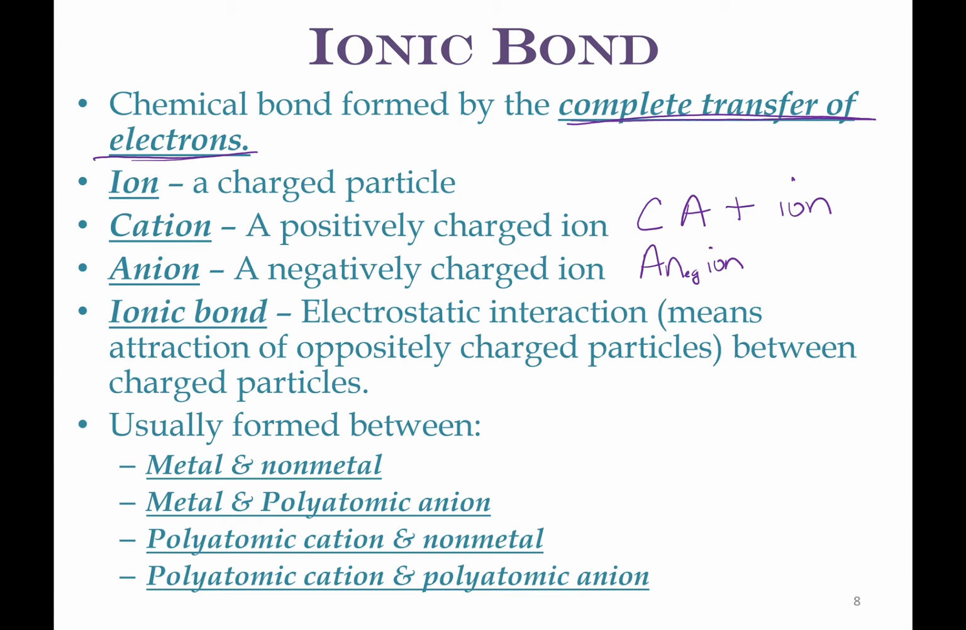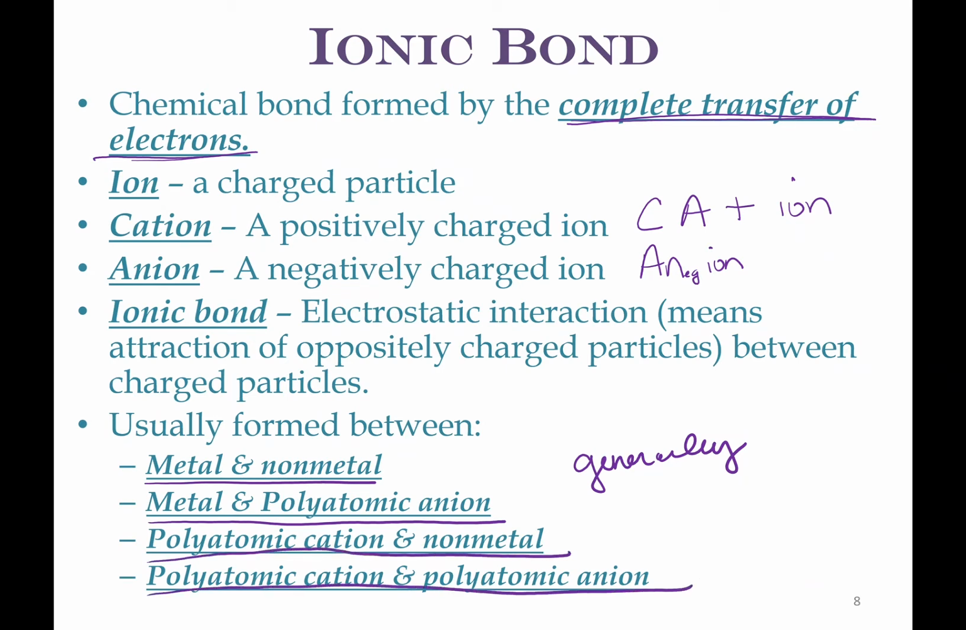An ionic bond is an attraction of electrostatically attracted particles, where particles of opposite charges are attracted to one another. So that's called an electrostatic interaction. We're going to have that attraction of oppositely charged particles that's going to form. Generally, these form between a metal and a nonmetal, a metal and a polyatomic anion, a polyatomic cation and a nonmetal, or a polyatomic cation and a polyatomic anion. So those are your options for ionic bonds in general.